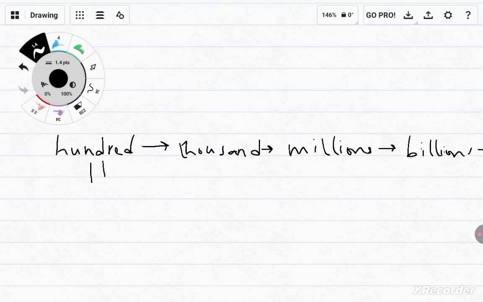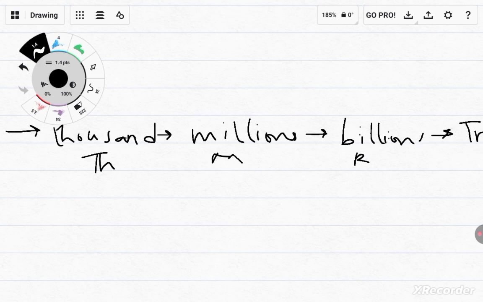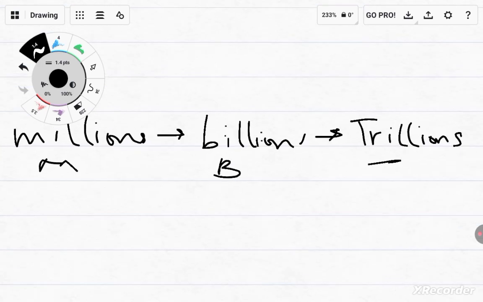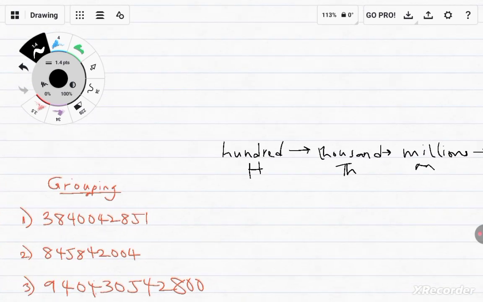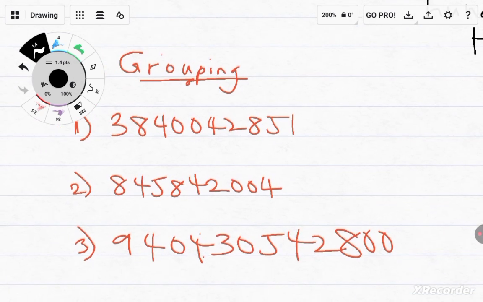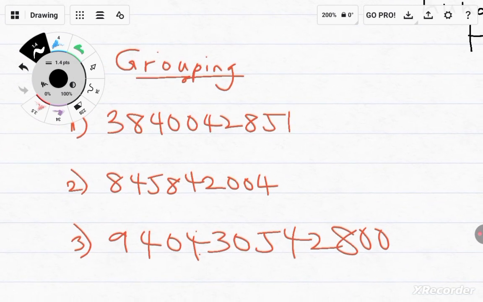So for hundred, I like to use H to represent it, thousand, TH, million, M, then billion, B, then trillion, I like to use T to represent. So let us look at these numbers. How do you group numbers? Anytime you are writing in words, you group numbers in threes.